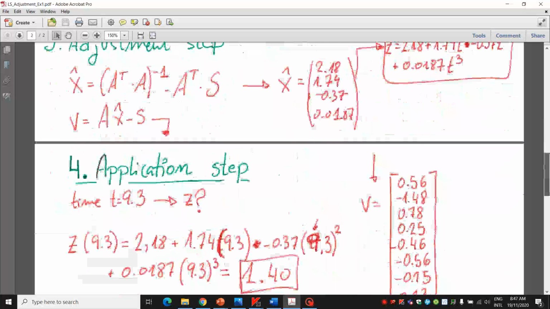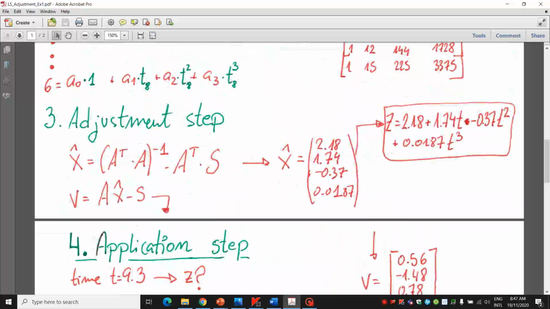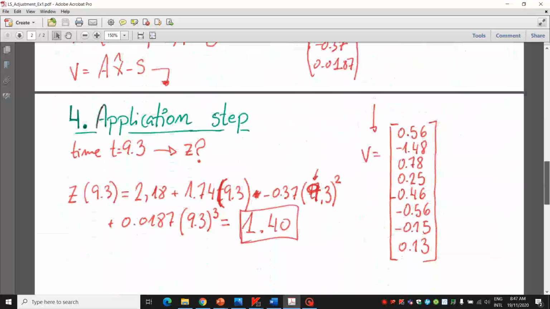And now we can enter any t, any time, and we'll calculate the corresponding temperature. So this is how we generate our model. An example is the application step, point number 3, where we enter any time which was not given before as part of the observations, and then we calculate the corresponding value of the variable, which is 1.4 degrees or whatever. And we should also be able to calculate the residuals. So how good is our model? Remember, according to the theory, these residuals are minimized due to the use of least square theory.